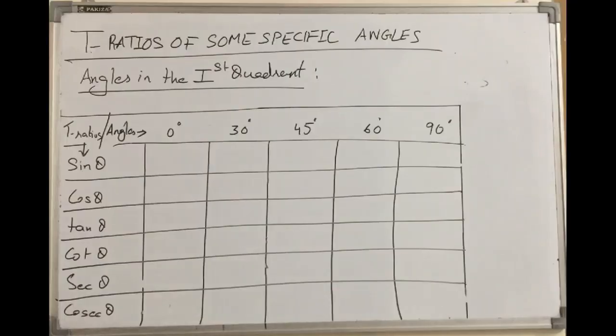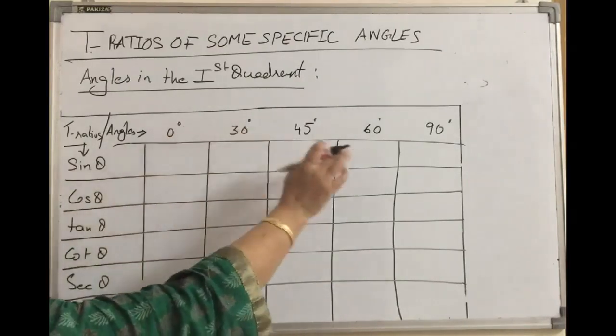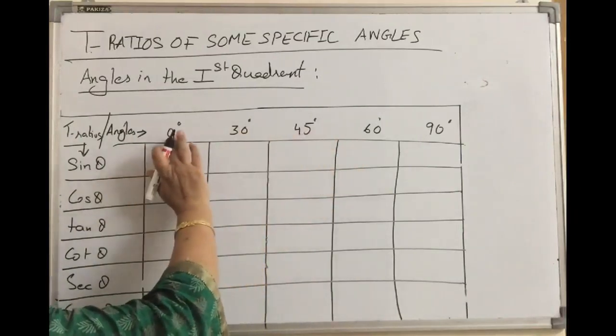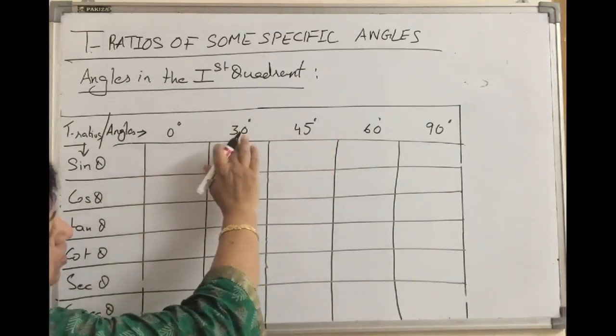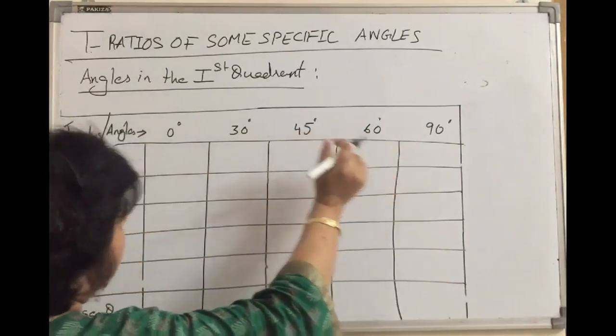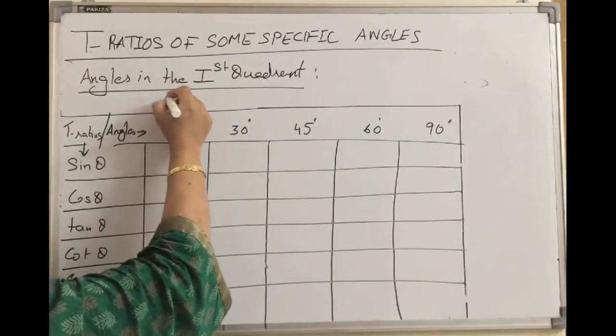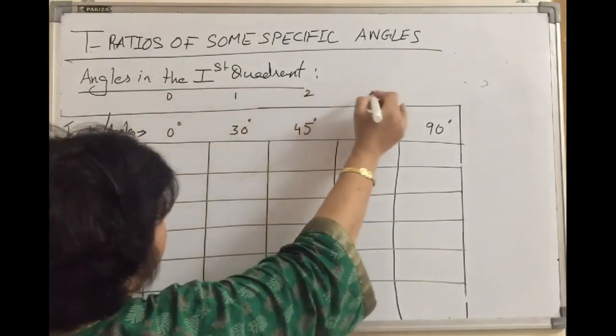Now in this table, we'll learn how to calculate the angles of T ratios in the first quadrant. I have drawn the table for you. From 0 to 90 degrees I have taken specific angles: 0 degree, 30 degree, 45, 60 and 90. We'll write 0, 1, 2, 3, 4.